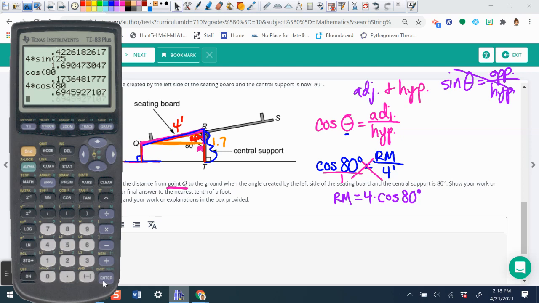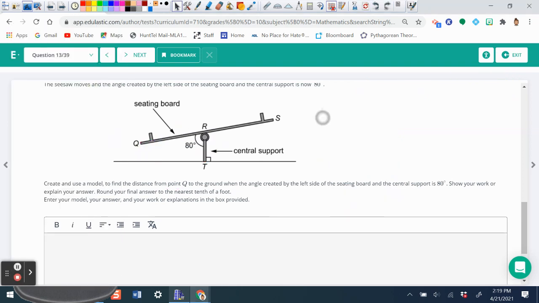So 4 times the cosine of 80 is 0.694, which if we're rounding to the tenth, we can round RM to 0.7, because the 9 tells us the 6 rounds up. So the distance from R to M is 0.7 feet, and the total distance from R to T is 1.7. So what will be the distance from Q to the ground, or from M to T, rather? Well, 1.7 take away 0.7. So the distance from point Q to the ground will be 1 foot.